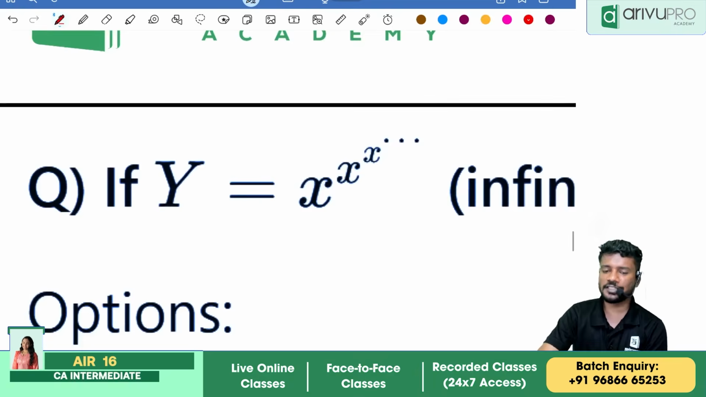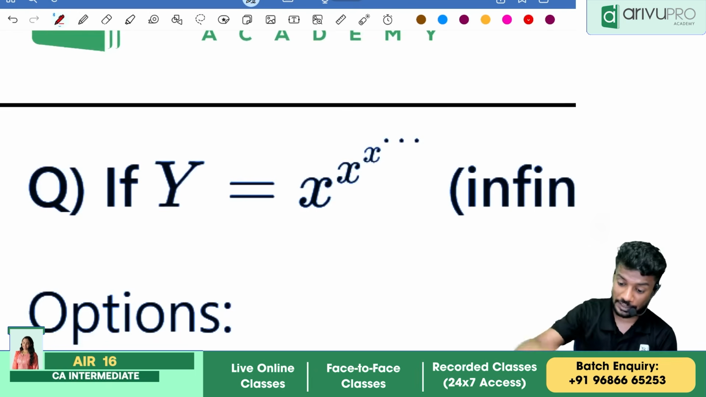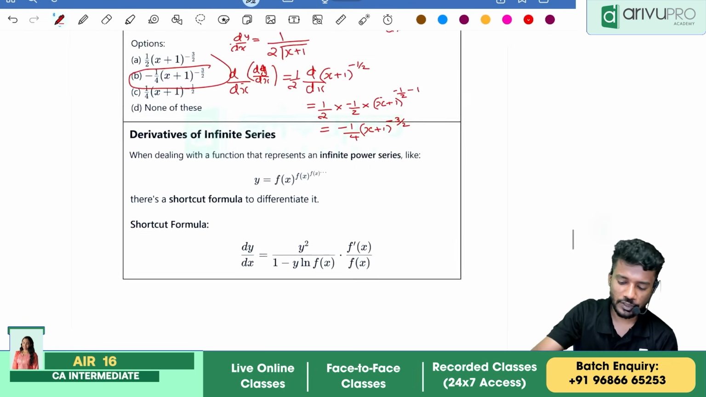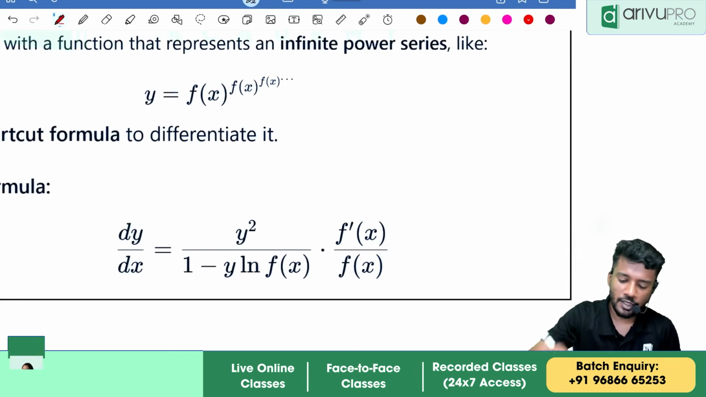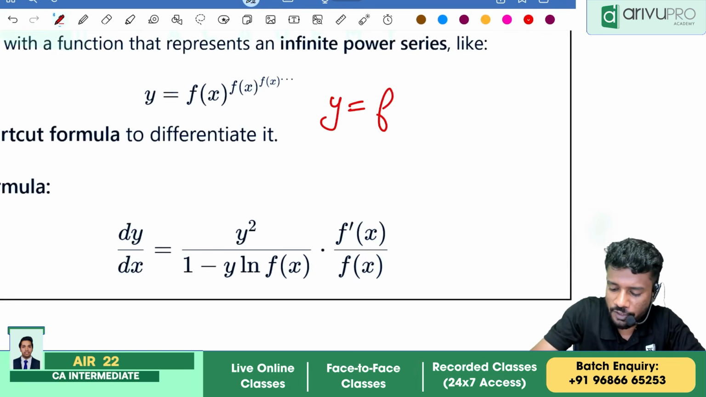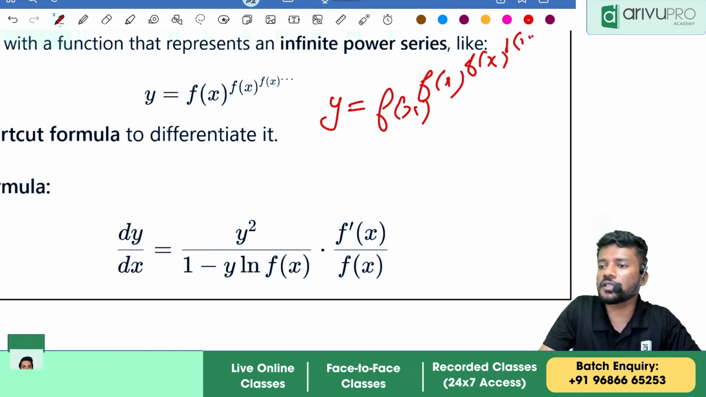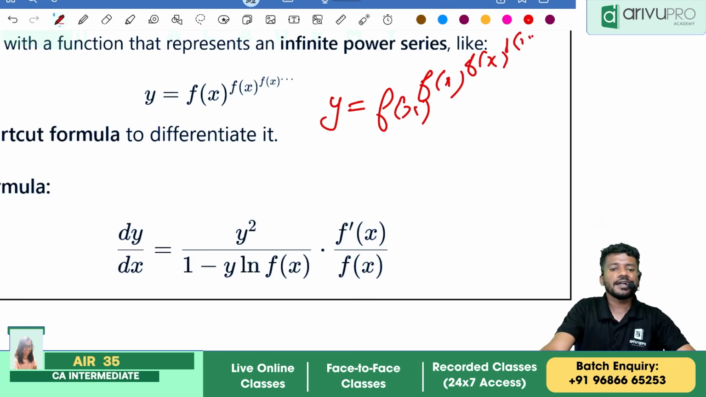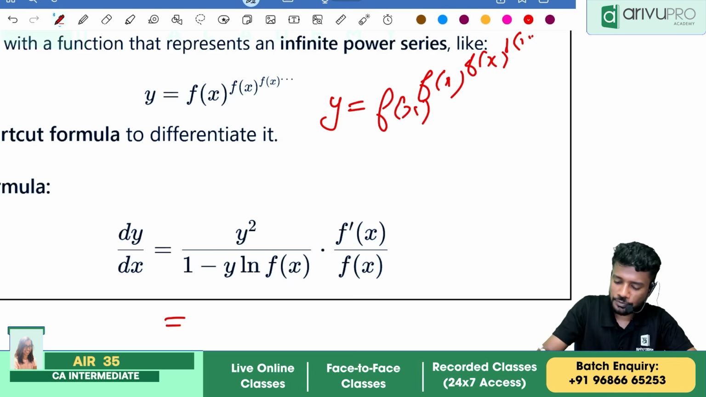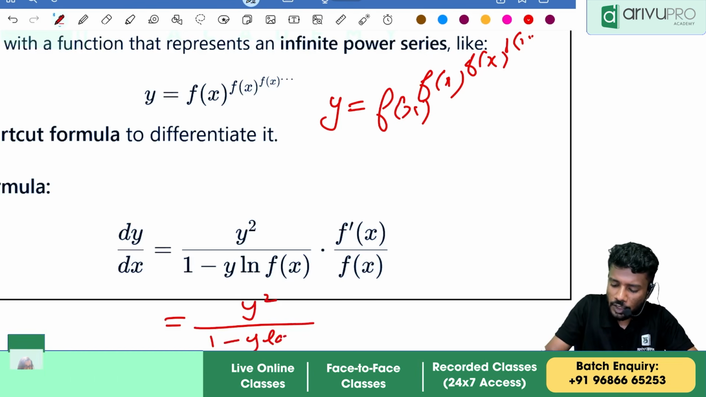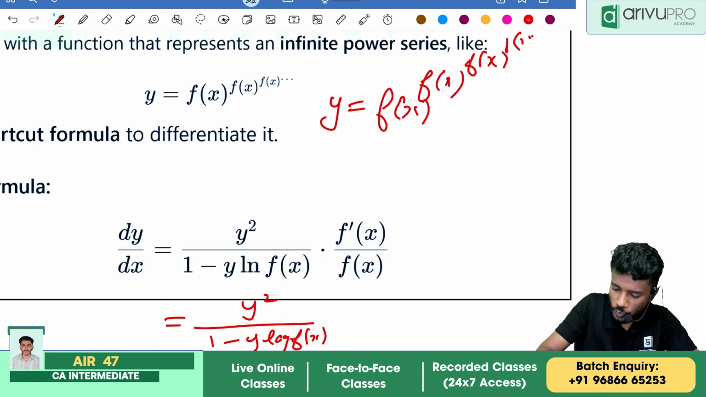When we are writing y is equal to x raised to x raised to y, we have a shortcut for that. Keep a note of it. When it is of the form y is equal to f of x, the whole raised to f of x, the whole raised to f of x, goes on forever, the shortcut is dy by dx is equal to y square divided by 1 minus y log f of x, into f dash of x divided by f of x. Yes, keep a note.